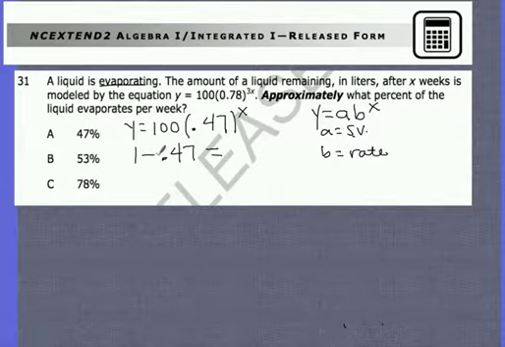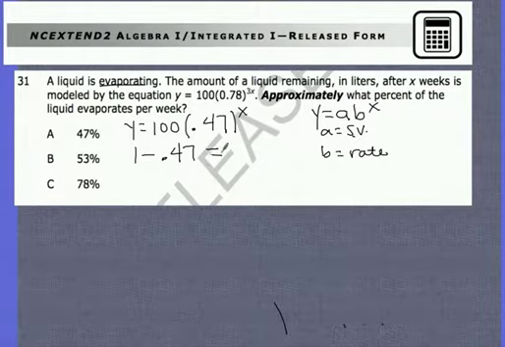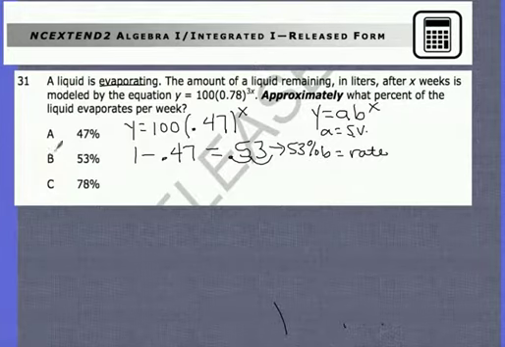So you're going to do 1 minus 0.47, and whenever you do that, you get 0.53. We can change that into a percent by bumping our decimal 2 places to the right, which gives us 53%. So B.